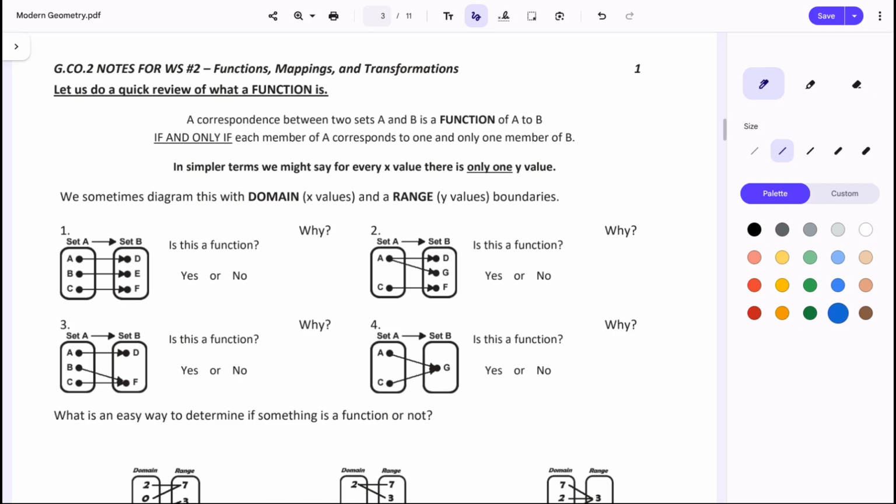And every member of the input has something to go to in the output. So in technical terms, algebraically, we talk about things called domain and range. Domain would be the set of all your x values, and that's right down here. And your range would be all of your y values.